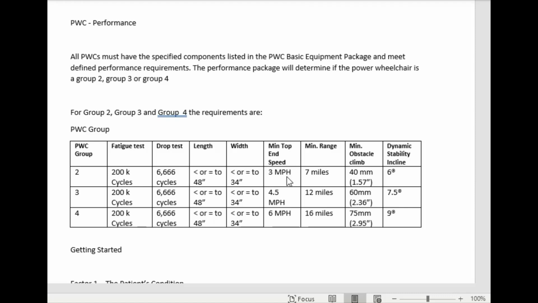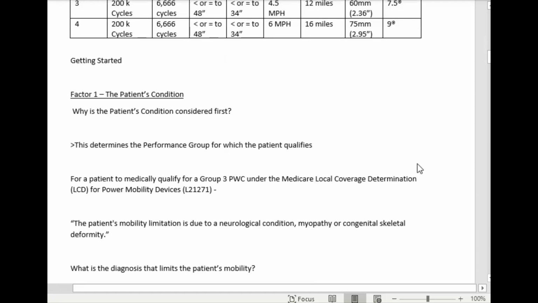Group 2 has to have 3 miles per hour for a minimum speed, 4.5 for the 3, and 6 miles per hour for the 4. Again, the motors and the engine will be a more sophisticated system and a larger system as it goes up in group to accommodate for either the minimum speed or the minimum range, 7 miles on a full charge, 12 miles, 16 miles, and then you also have the minimum obstacle climb. This is for outdoor use or even indoor use, where you have the ability to climb over thresholds and so on. Dynamic stability incline, something else.